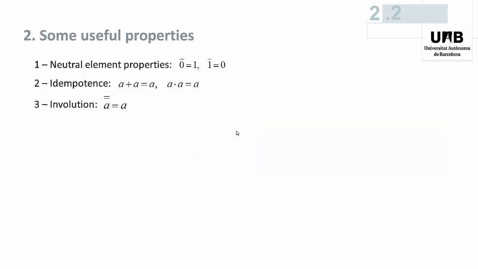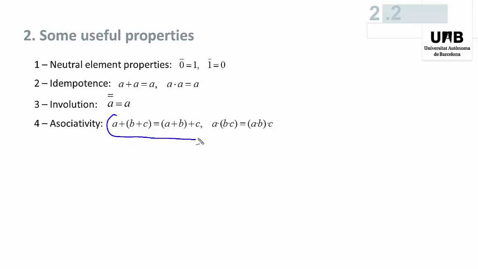Let us continue with the useful properties. Involution means that inverting twice an element, you get the same element. Associativity is the same concept as in the case of the integer or the real number. You can check this property in the case of the two-element Boolean algebra, for example, with a table, as we did before, including all the value combinations of a, b, and c, and check that a plus b plus c is the same as a plus b plus c, and the same with the Boolean product.